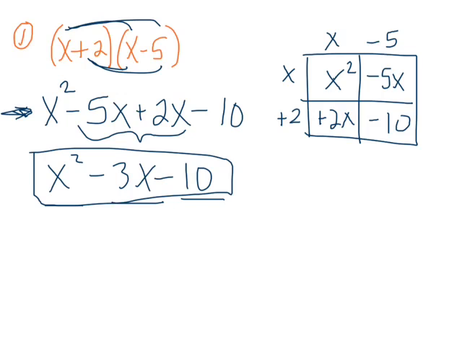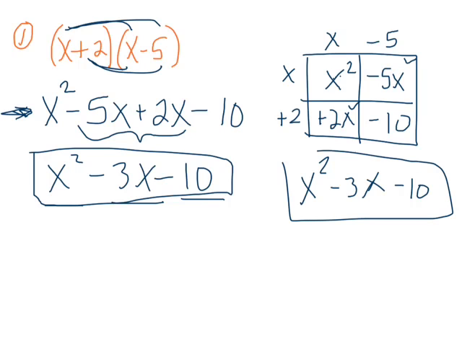So now I just take everything and combine like terms. I have an x squared, which doesn't have a like term. Negative 5x and positive 2x, negative 5x plus 2x is negative 3x. And then I have minus 10. And it's in standard form. I got the same answer both ways.